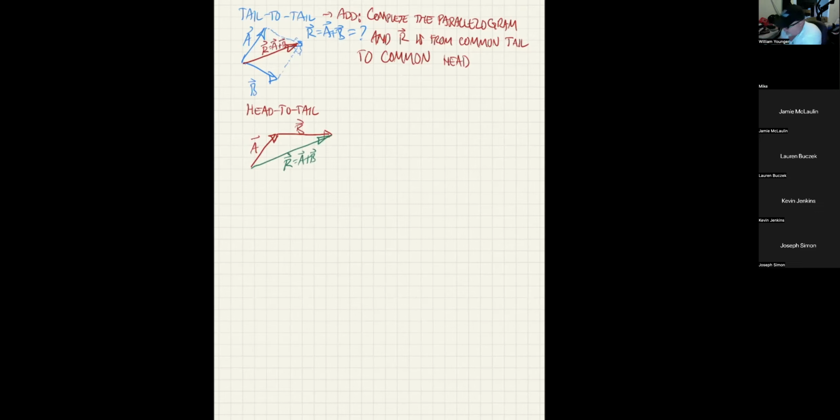Okay, so head to tail, you just add by going from tail of first to head of last. So that actually covers for any number of vectors, not just two. And you can do them in any order.